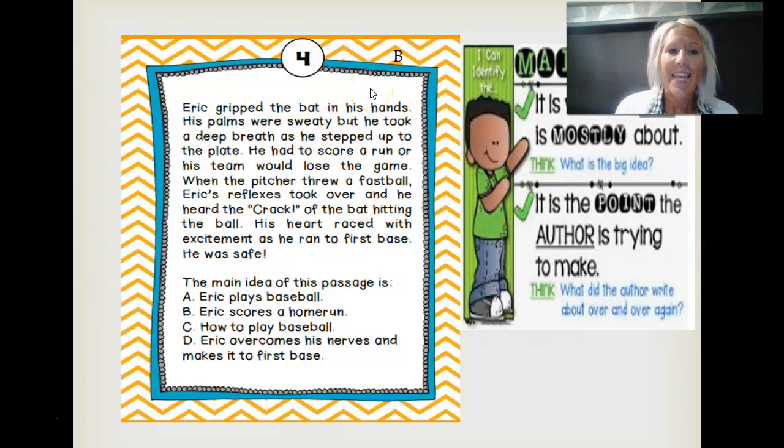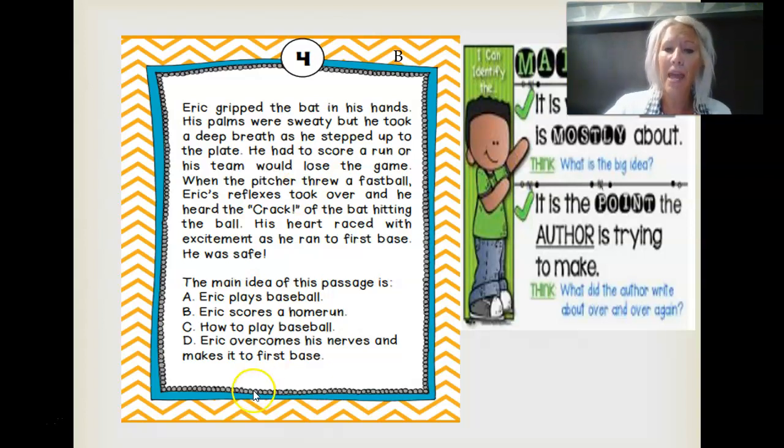Eric gripped the bat in his hands. His palms were sweaty, but he took a deep breath as he stepped up to the plate. He had to score a run or his team would lose the game. When the pitcher threw a fastball, Eric's reflexes took over and he heard the crack of the bat hitting the ball. His heart raced with excitement. As he ran for first base, he was safe.